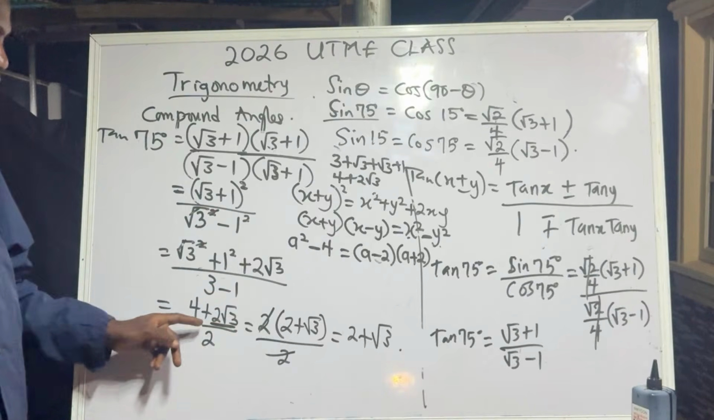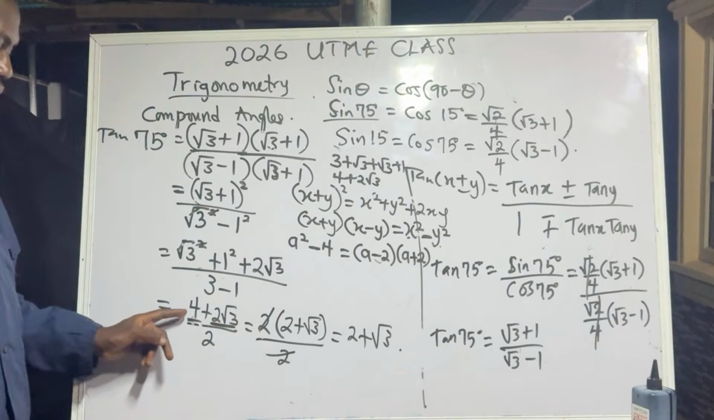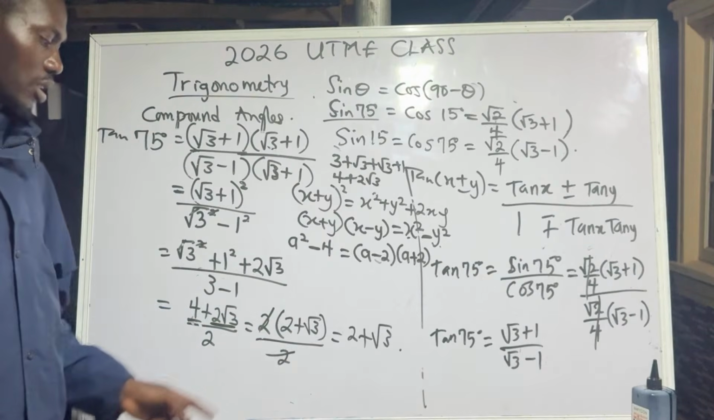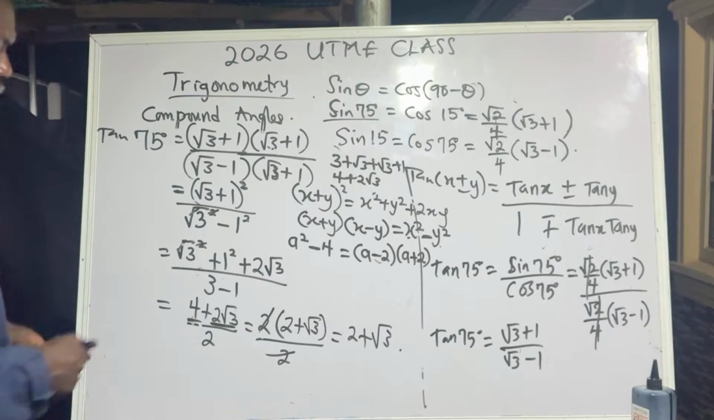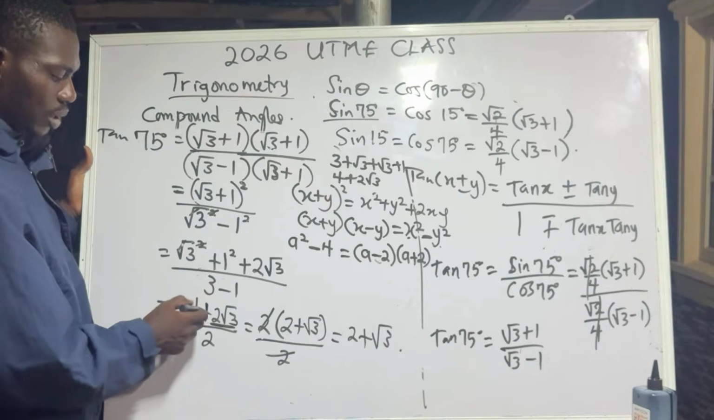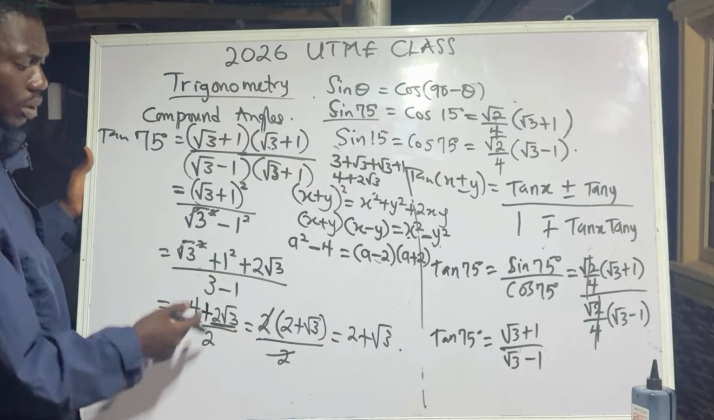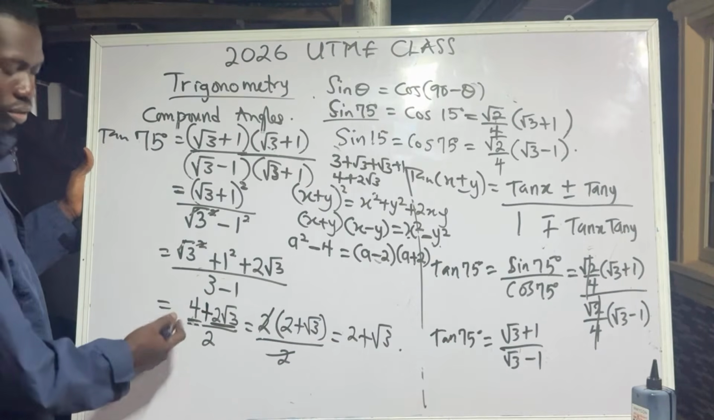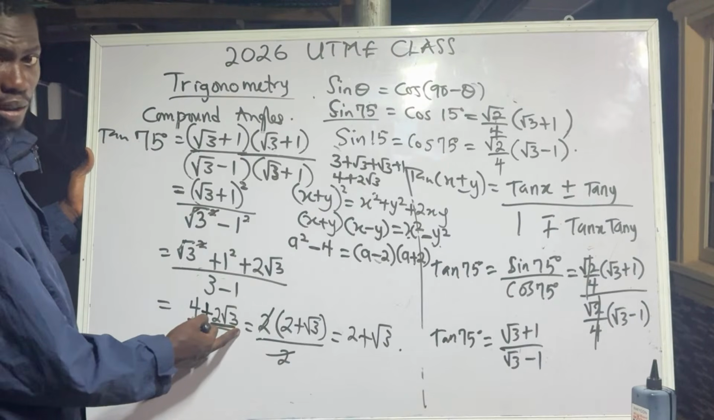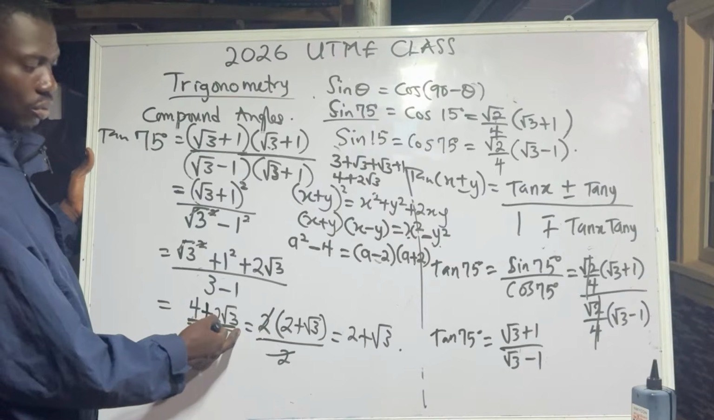So here I factored out what? 2. Factoring out 2, from this 4 it remains 2. From this 2 root 3 it remains root 3. And this 2 under cancels this 2. You cannot just use this 2 to cancel this 4 and leave out this one alone. The relationship there is what? Addition. If it is multiplication, you can say that, but it is addition, so you cannot just use this 2 to cancel only this 4 and leave this 2 root 3 here. No. It will be very wrong doing it that way.